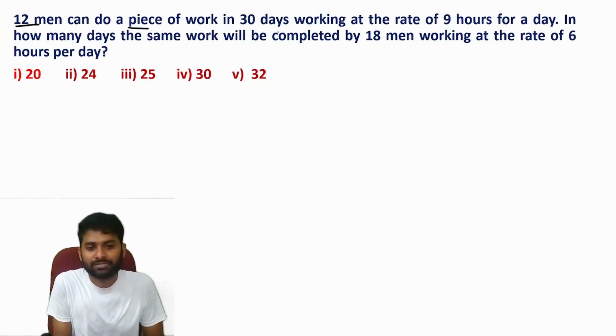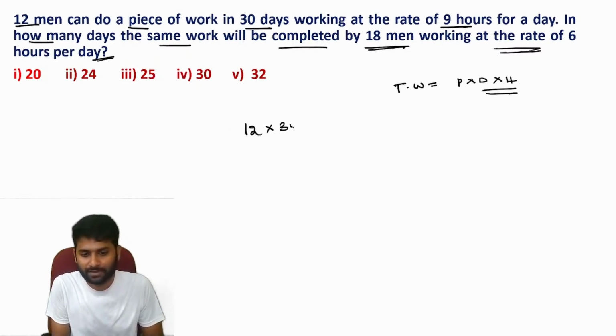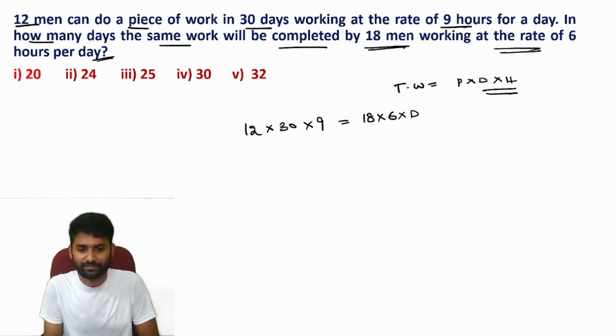12 men can do a piece of work in 30 days, working at 9 hours per day. In how many days will the same work be completed by 18 men working at 6 hours per day? Total work depends on number of persons, number of days and number of hours. 12 men, 30 days, 9 hours. Same work we are assigning for 18 men working 6 hours per day. Then how many days does it take?